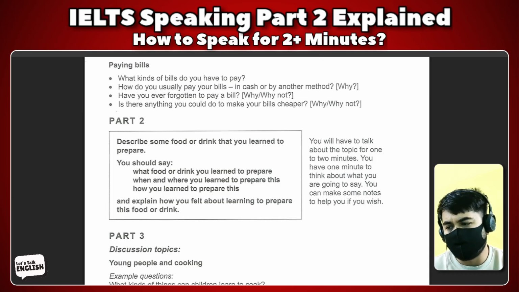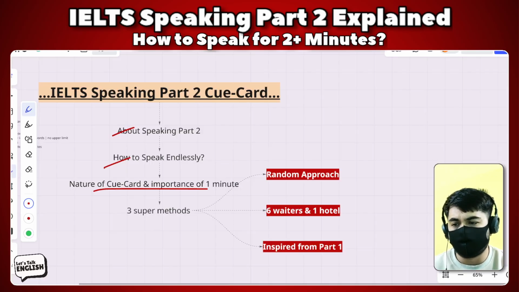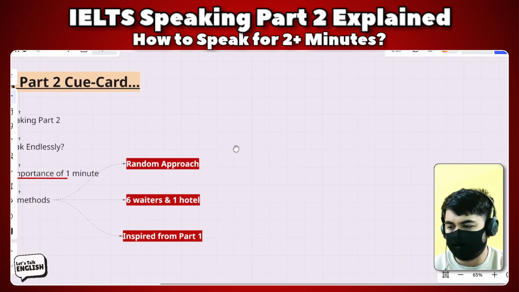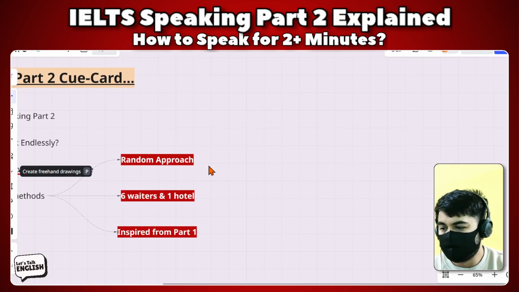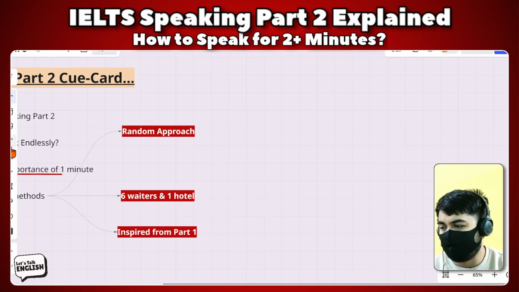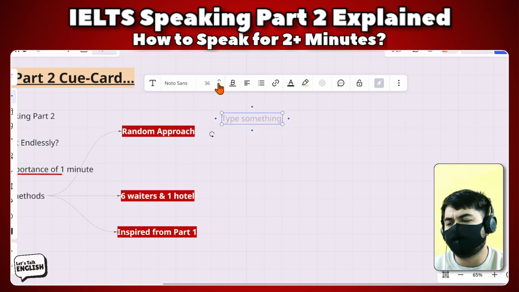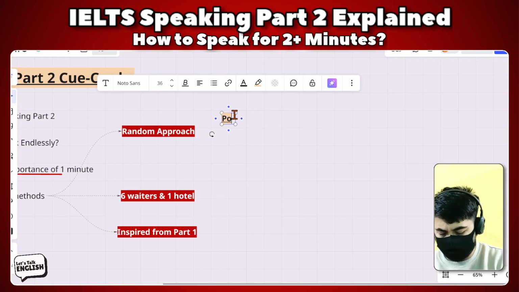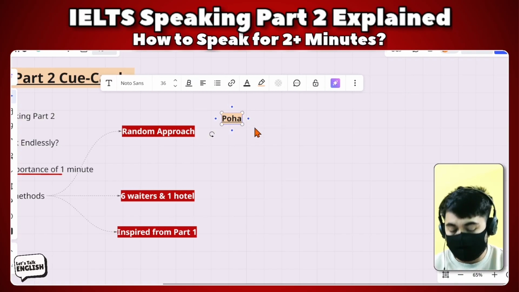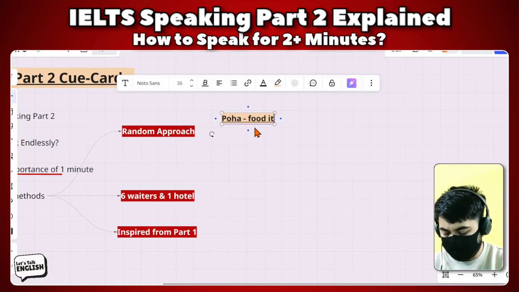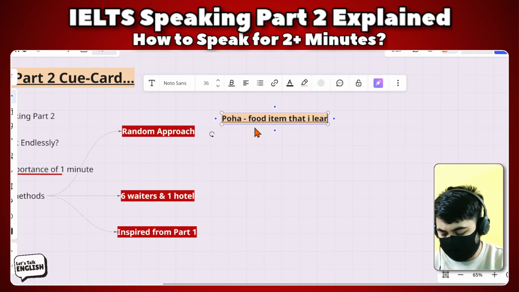Describe some food or drink item that you learned to prepare and explain how you felt about learning to prepare this. So I'll go to the random approach, and I hope you can see this. My first thing is that I would go ahead and I would write, what could it be? Could it be something like, okay, I think I can talk about poha, right? That is the food item that I learned to prepare.